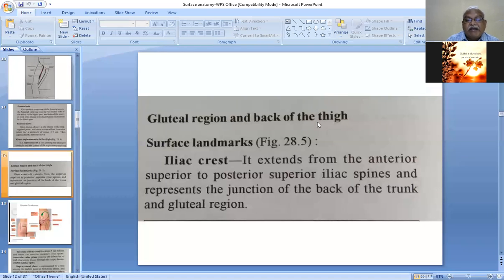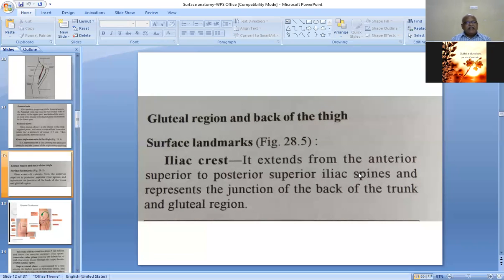Now, gluteal region and back of the thigh, surface landmark: iliac crest. It extends from the anterior superior iliac spine to the posterior superior iliac spine.